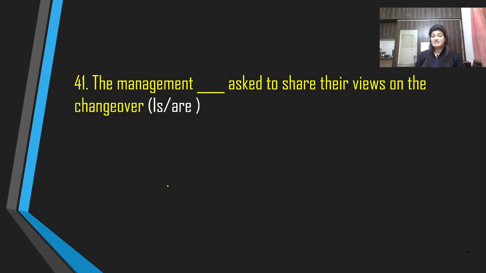The management dash asked to share their views on the changeover. How would you answer this? The management dash asked to share their views on the changeover. Sumit, Tanu, Ekta, Krish, Naz, Ateep, Alma, Rukshna.